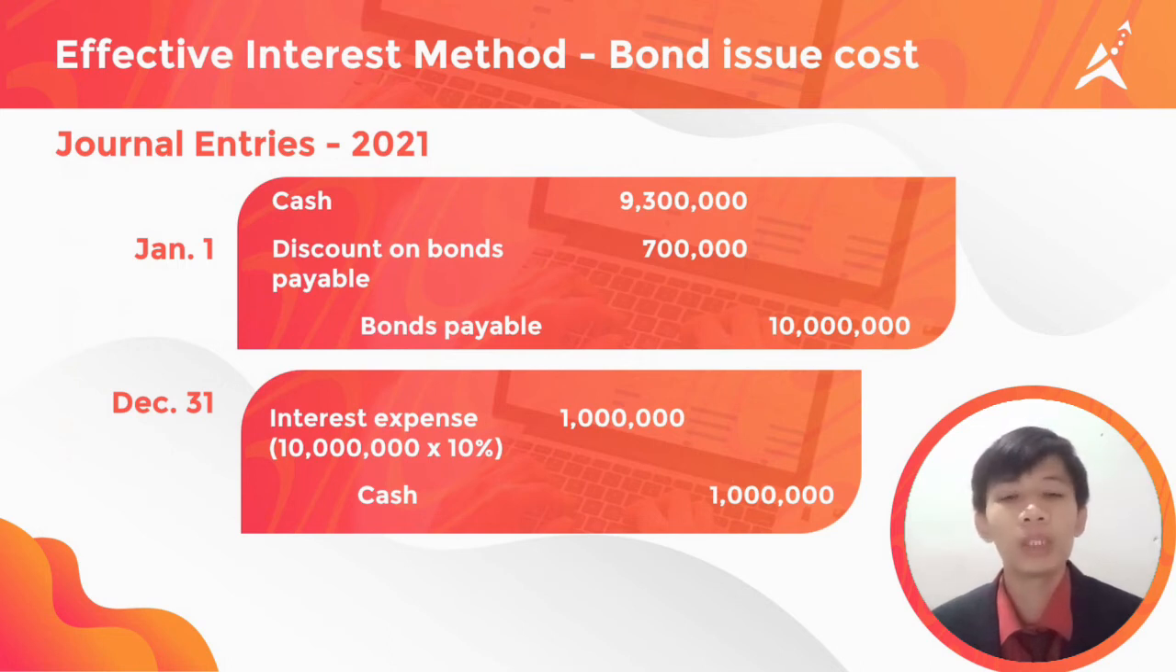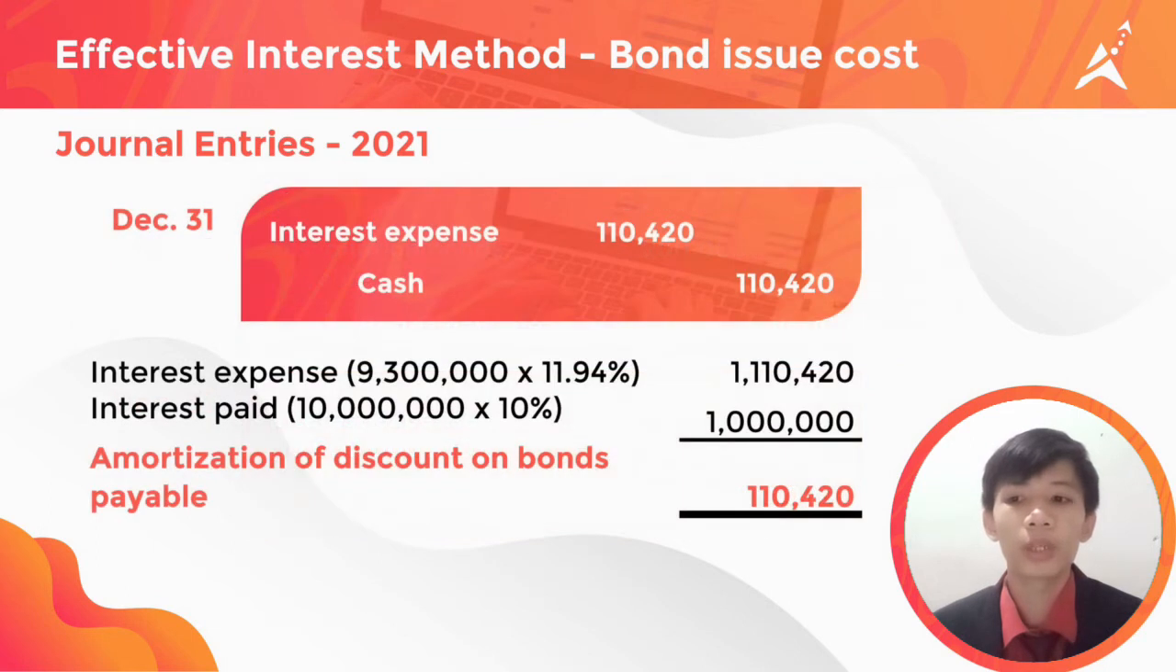Entry for December 31 to record the annual interest payment. The interest expense is acquired by multiplying 10 million principal by 10% nominal rate, which is 1 million. Then credit cash 1 million also. And another entry for December 31 to record the amortization of the discount on bonds payable using the effective interest method. We debit interest expense of 110,420 and credit discount on bonds payable 110,420.